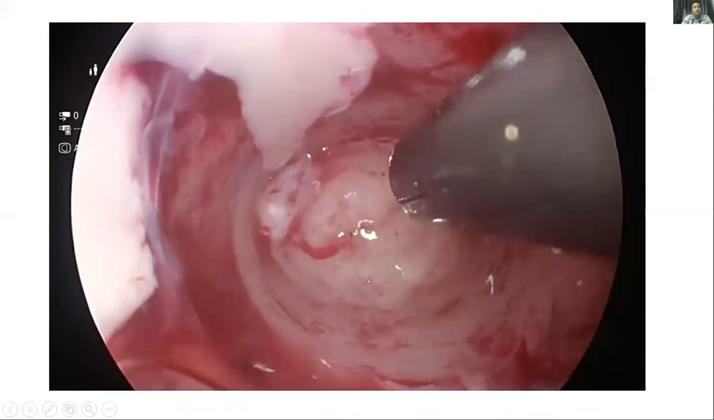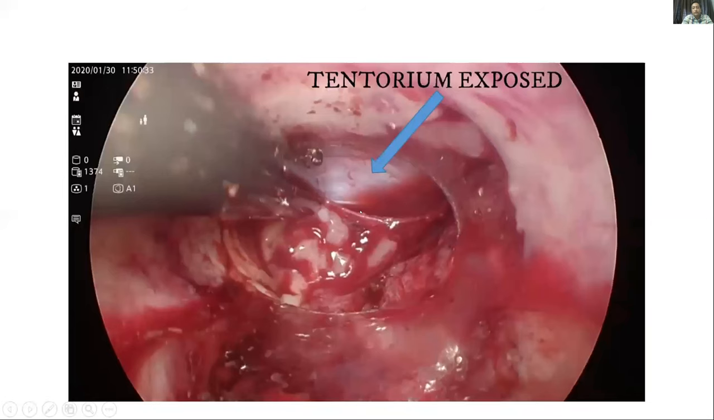The ViewSite, you can see, is a totally transparent instrument which is made up of carbonic stuff. You can see the temporal lobe clearly through it, and the tumor which was dissected and sucked.